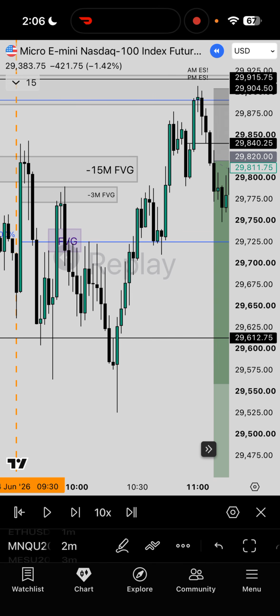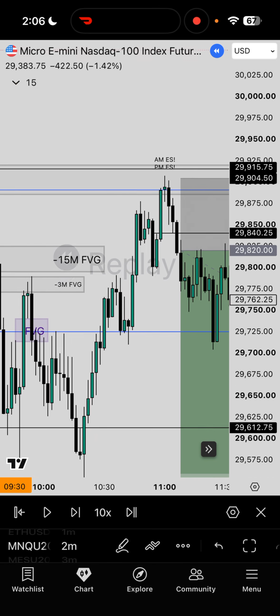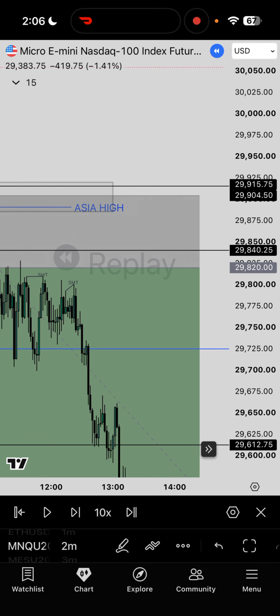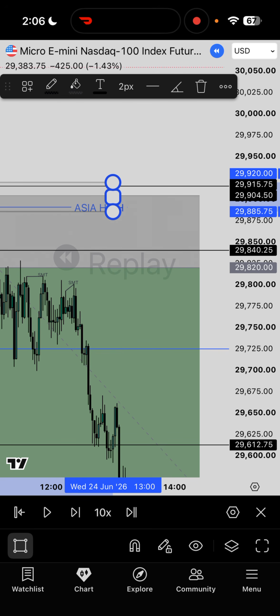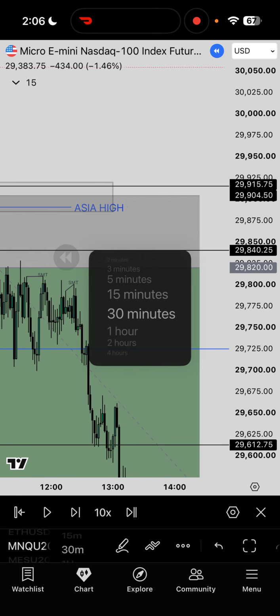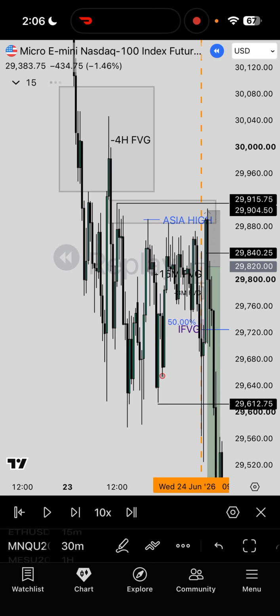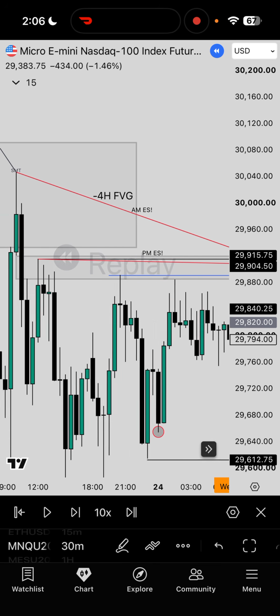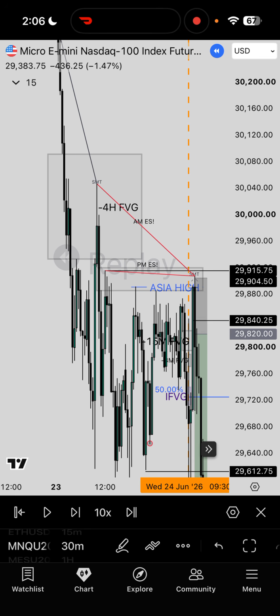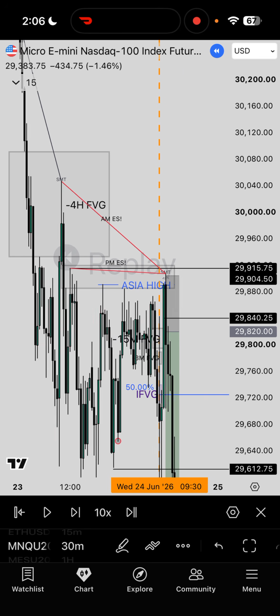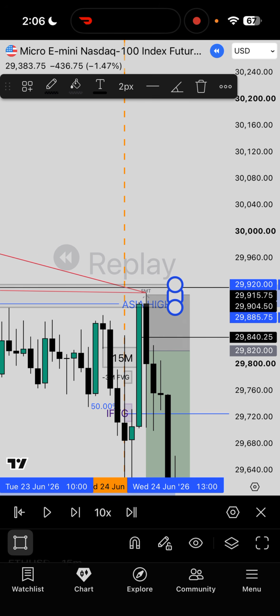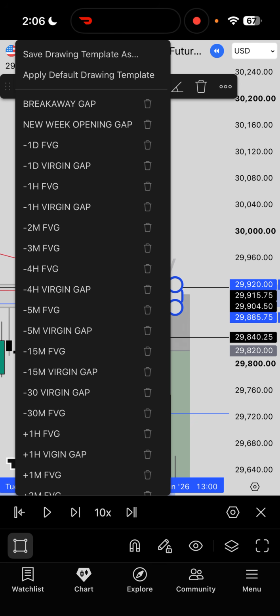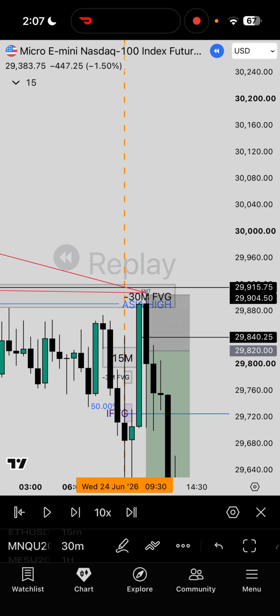So price, after it kept going up, came to this 30-minute. I think it was a 30-minute gap. Let me check for you guys. So this is on my phone. Yeah, it was a 30-minute gap. See, and we're also respecting a higher time frame, which is a 4-hour gap. Let me mark this as a 30-minute IFVG. So, 30-minute fair value gap.